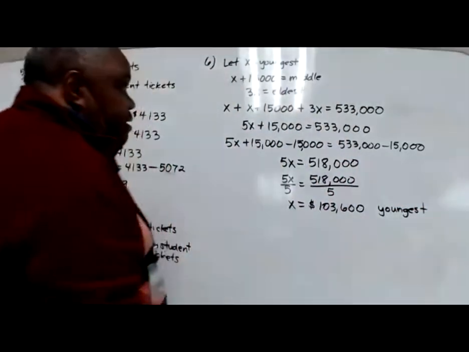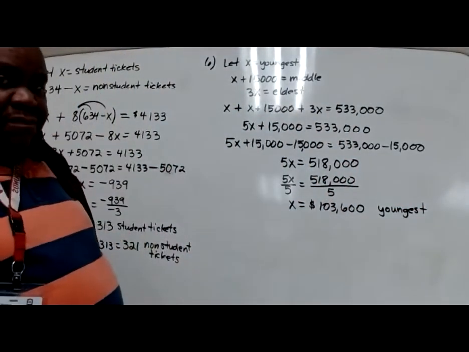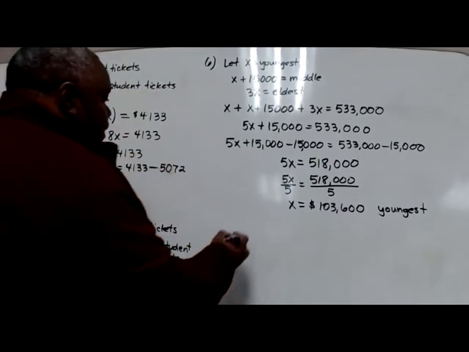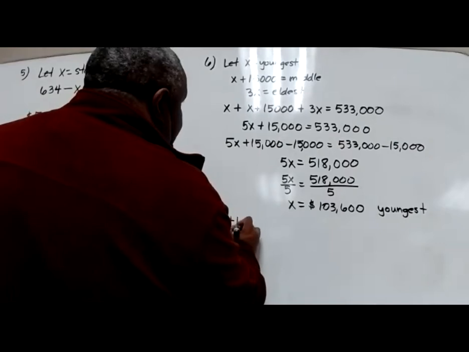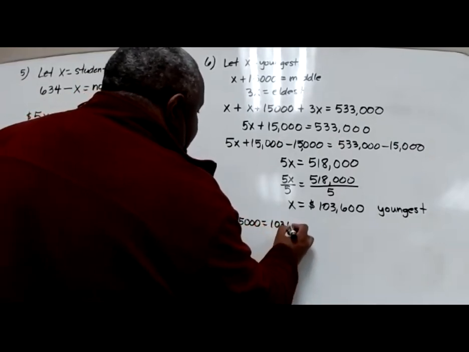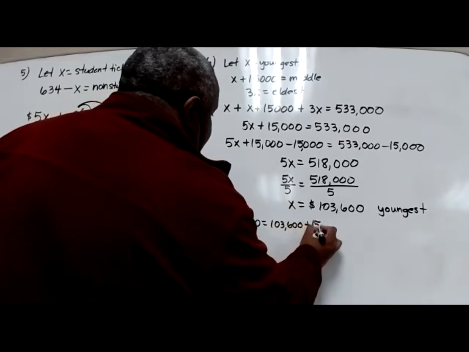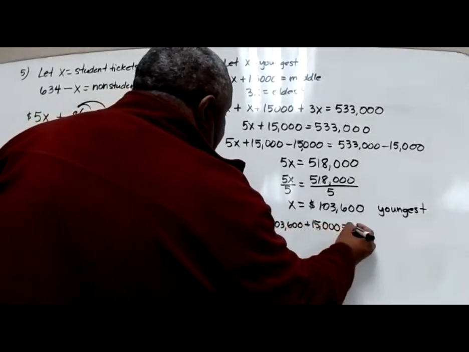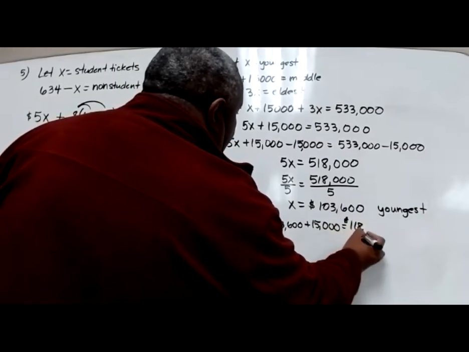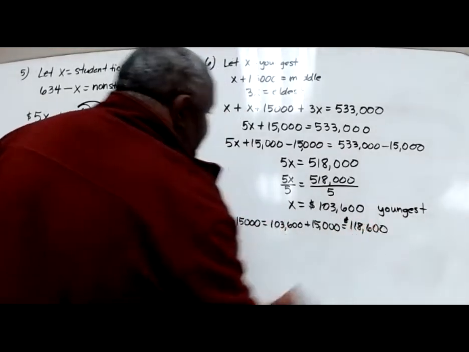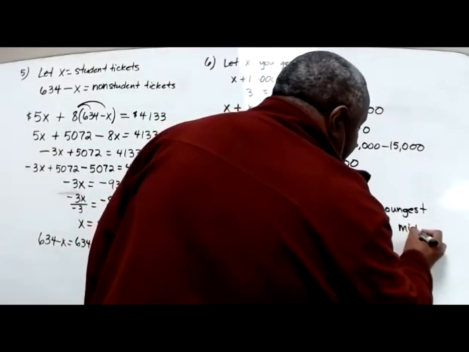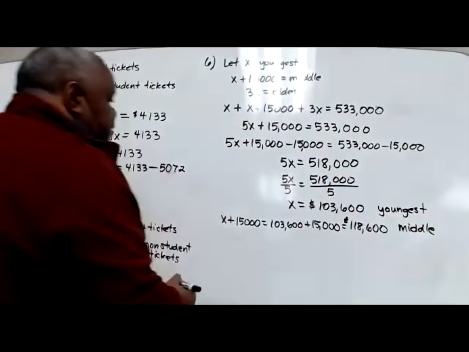So the youngest receives $103,600. Now we need to find out how much does the middle child receive. Well, the middle child is represented by x plus 15,000. So that means 103,600 plus 15,000 is how much? $118,600. That would be the amount that the middle child receives from that estate.